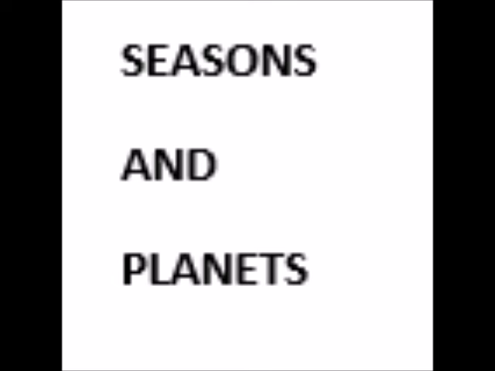So the rainy season is connected with Moon. And then the Sharad season, which comes after the rainy season, between the middle of September through the middle of November, the lord of that season is Mercury, okay?